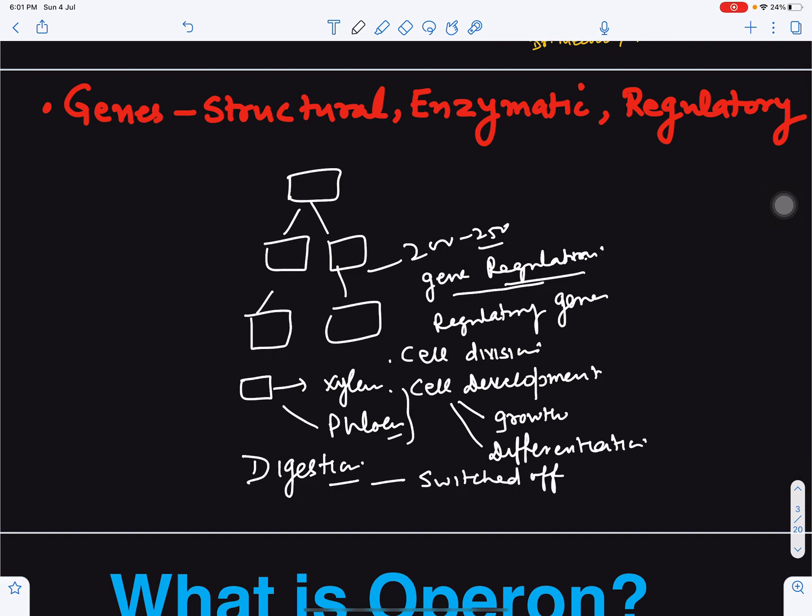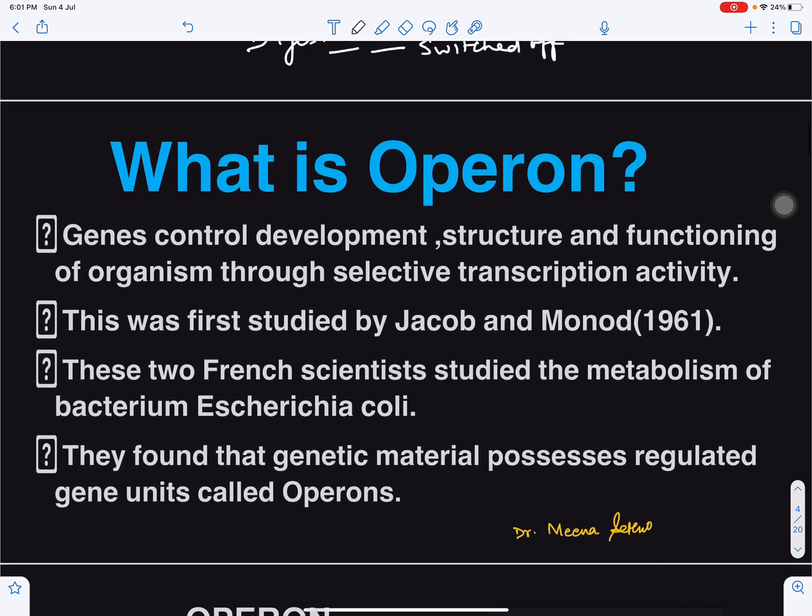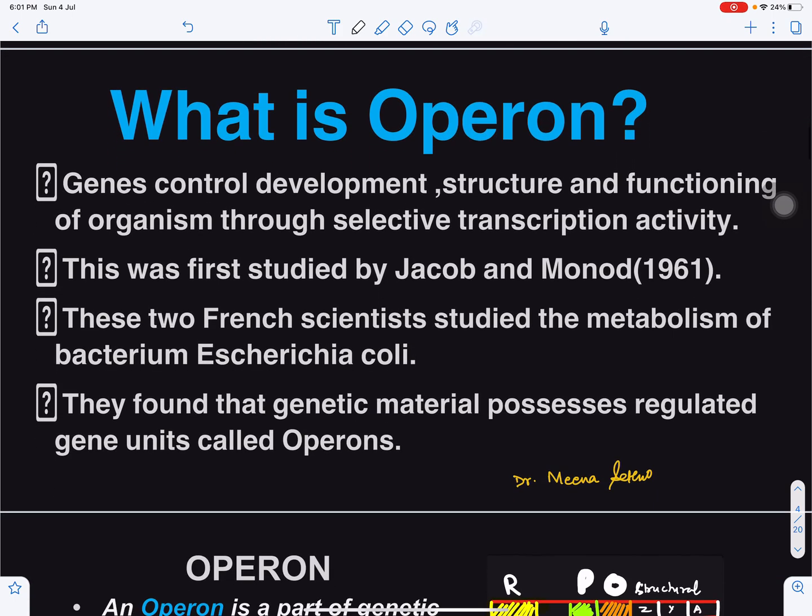So this is called regulation of the genes, and that is done with the help of regulatory genes, which are a part of DNA. On DNA, there is a unit called operon. The operon is a unit of the DNA which will control development, structure, and functioning of organisms through selective transcription activity, that is by the formation of the RNA.